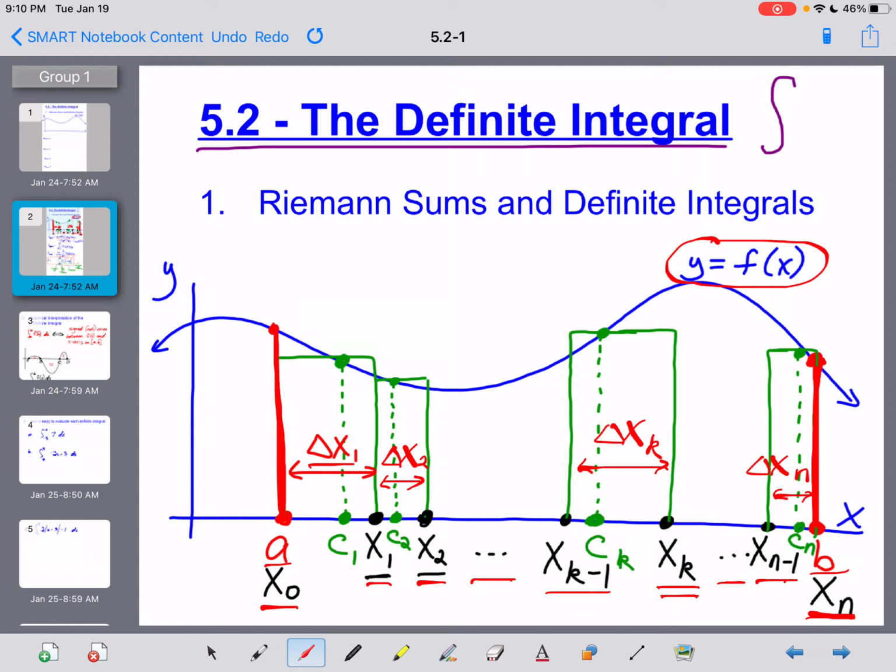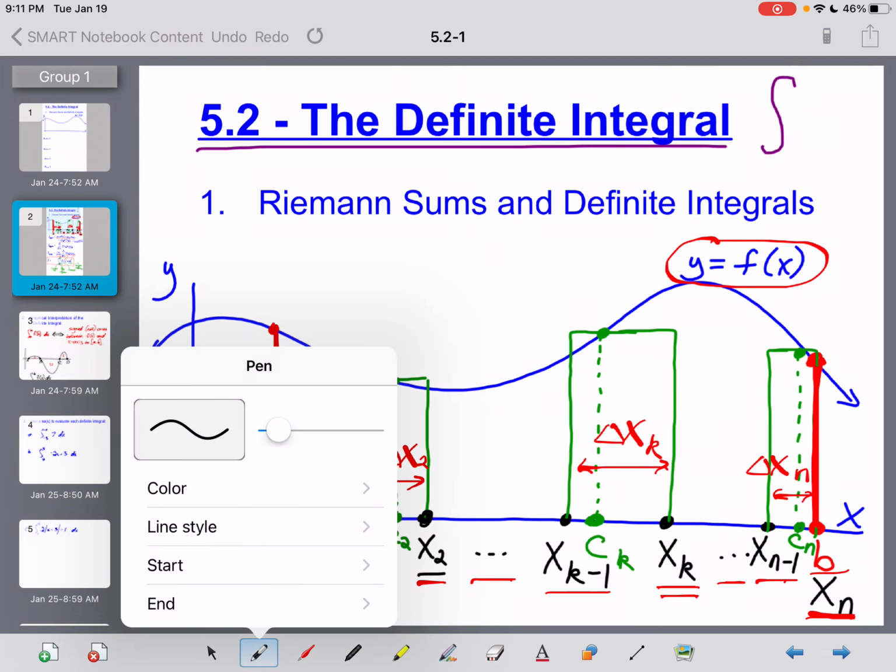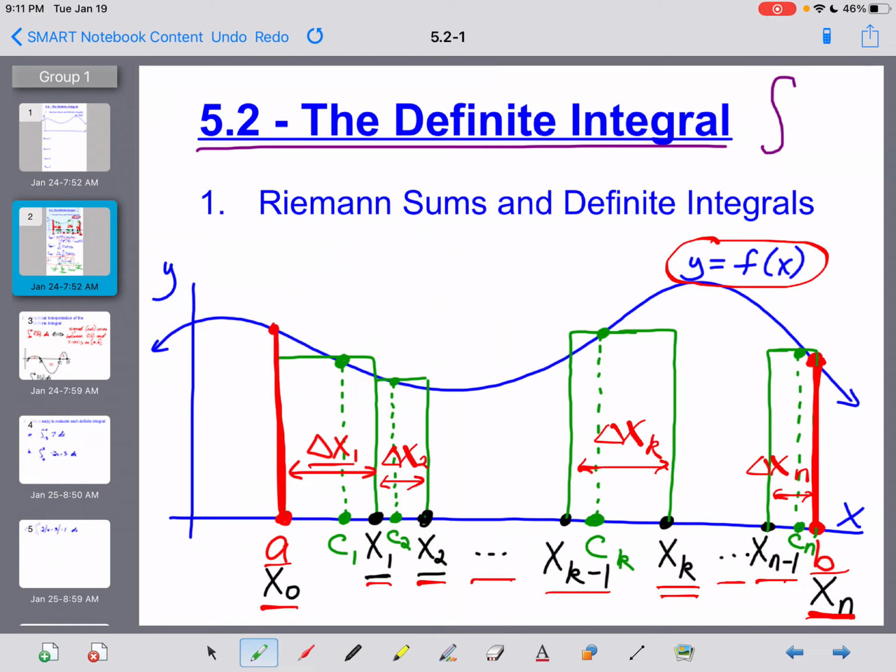Now, here's where things get weird. We spent a lot of time in 5.1 talking about left endpoint rectangles, right endpoint rectangles, midpoint rectangles, and trapezoids. For our purposes here today, we don't care which of those that we use. There's a reason why, and you'll see here pretty soon. So if you're looking at these green values that I've called C1, C2, and so on and so forth, and you're wondering how I chose those, don't think too hard. They are completely at random.